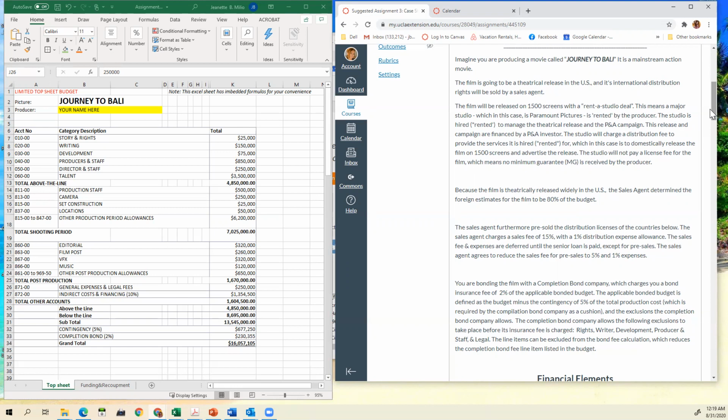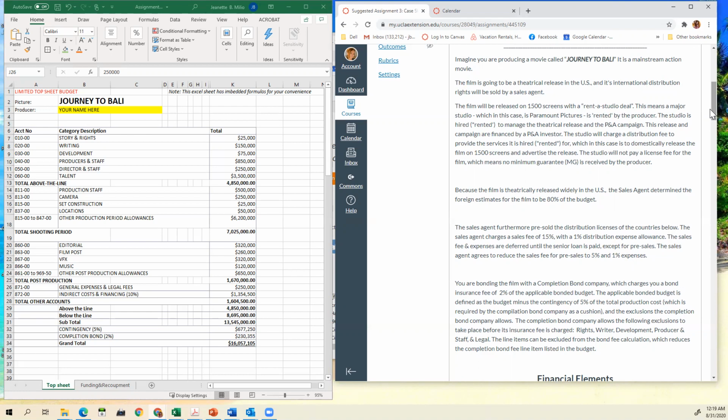We are bonding the film, and the insurance fee is 2% of the applicable bonded budget. Applicable means we are not paying for the contingency amount, because the contingency is a safety cushion. It's an amount that we have available in case we go over in certain areas. So this amount may or may not be spent. And we're asking the completion bond company not to charge us for something that we may or may not actually spend. We also ask the completion bond to allow us certain exclusions.